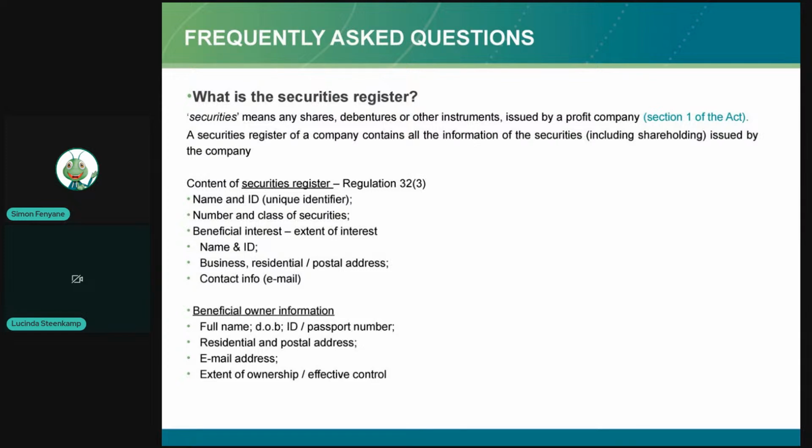I want to add and stress at this point that the completion of a securities register by all companies is not something new. This is a requirement that has been in place since the inception of the current Companies Act in 2011. The only difference now is that the legislation was amended in such a way that this securities register must now be filed with the Commission.